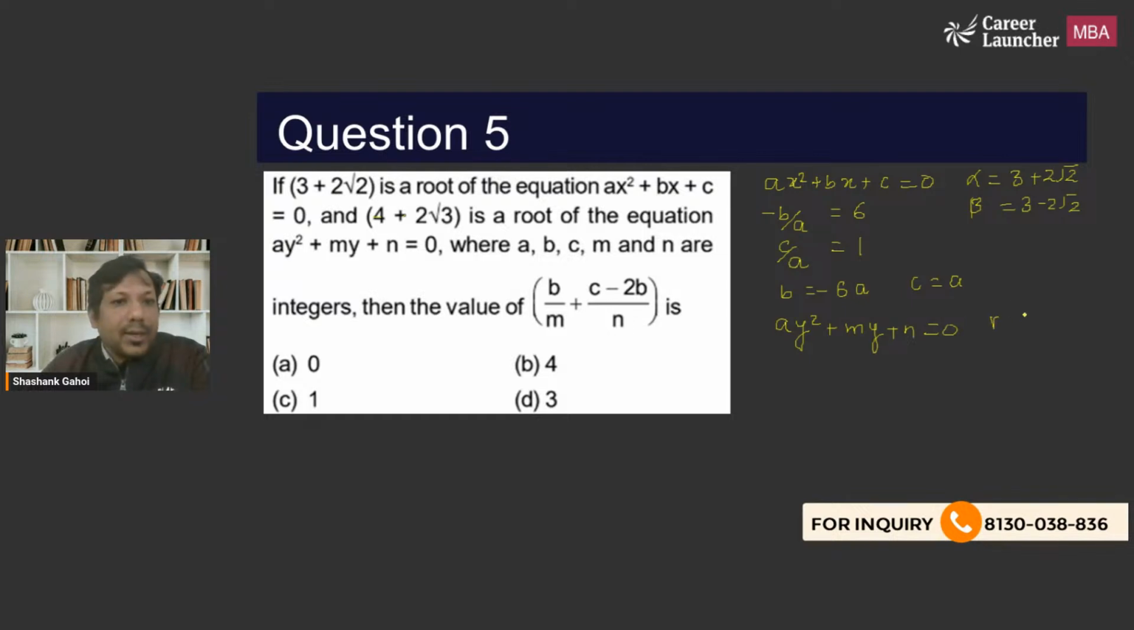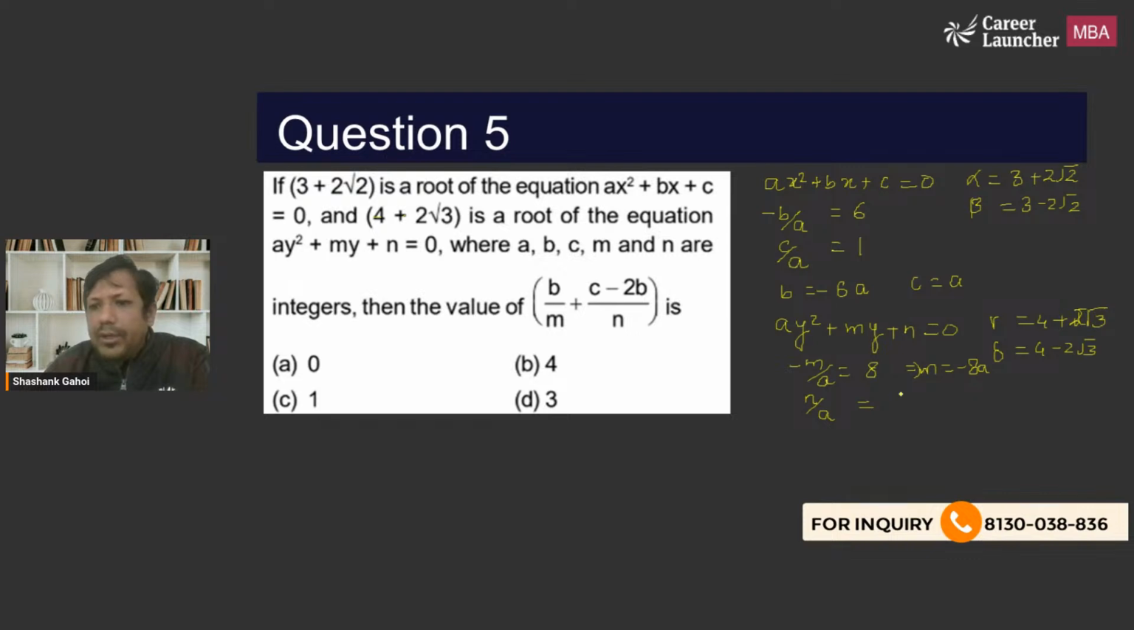Let's say it has a root gamma, and gamma is 4 plus 2 root 3. So the second root is delta, and delta should be 4 minus 2 root 3. What is the sum of roots? That is minus m upon a, so that is equal to 8. So m comes out to be minus 8a. If I'm talking about the product of roots, that is n upon a, and that comes out to be 4 square minus 12.